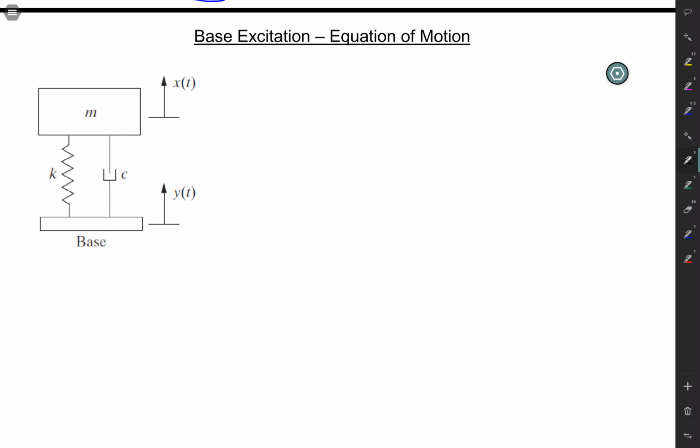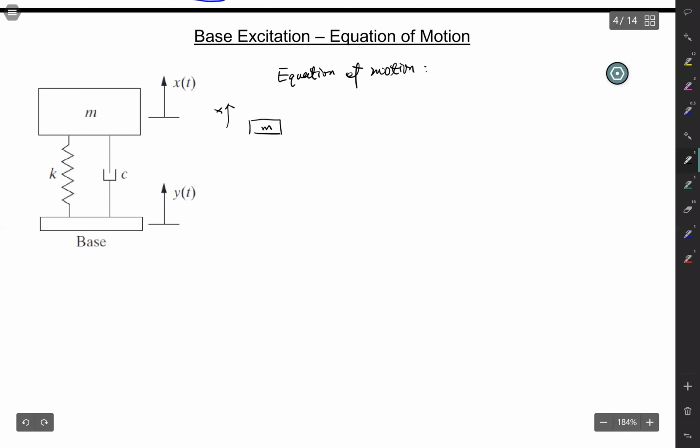So first of all, let's derive the equation of motion. We need to find your ODE first. So let's use Newton's method. We haven't touched Newton's method for a while, but here it is relatively easier. So you have a big mass. The big mass is experiencing a displacement x.